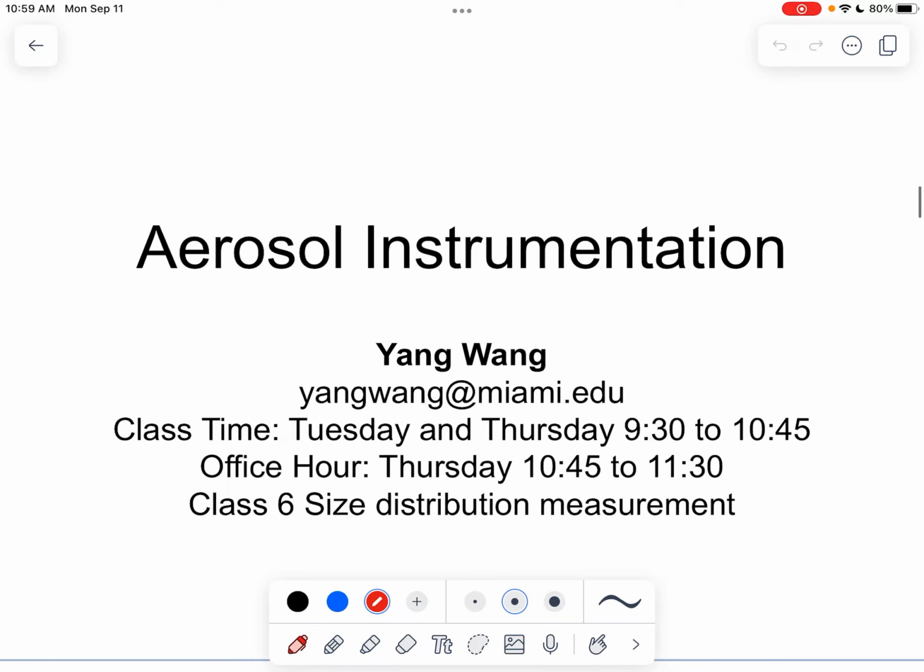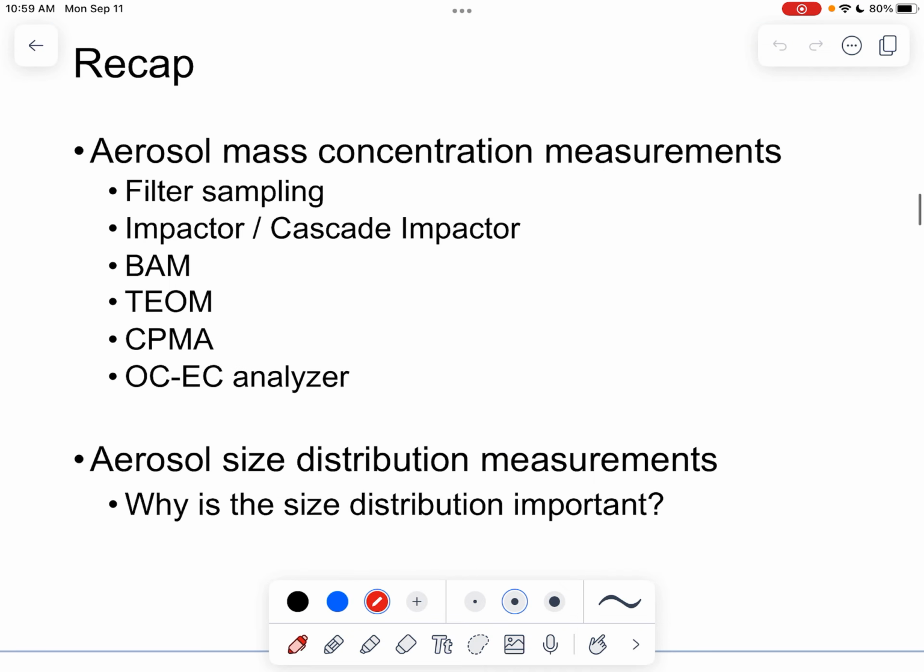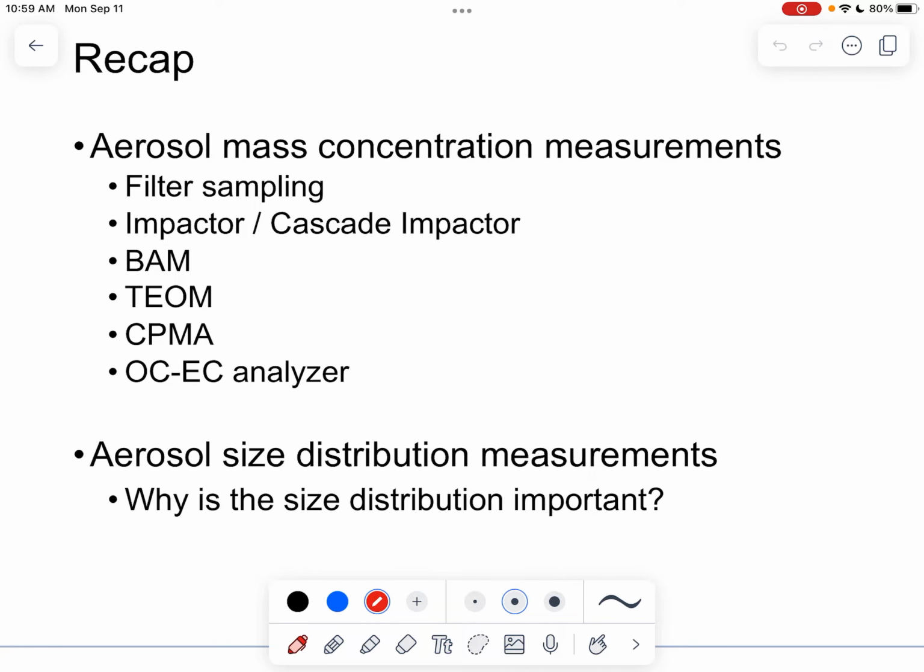Okay, so let's get started. So this class, we're going to talk about the aerosol size distribution measurement. Before we do that, let's do a quick recap of our last class.